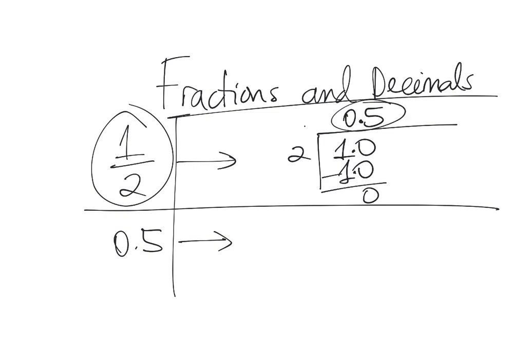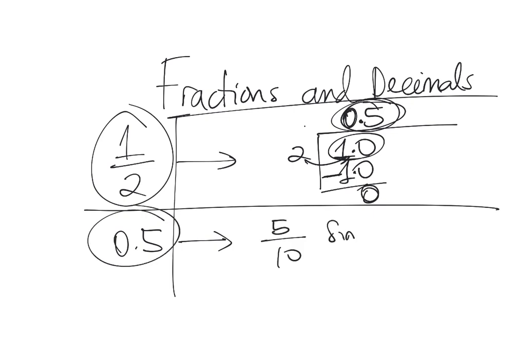So basically, we used long division. 2 goes in here, 0 first, and then into 10 5 times, and then we subtract and we get 0 remainder. If you have 0.5, you can write that as 5 over 10, and then you simplify. You divide both the numerator by 5 and the denominator by 5, and you get 1 over 2.